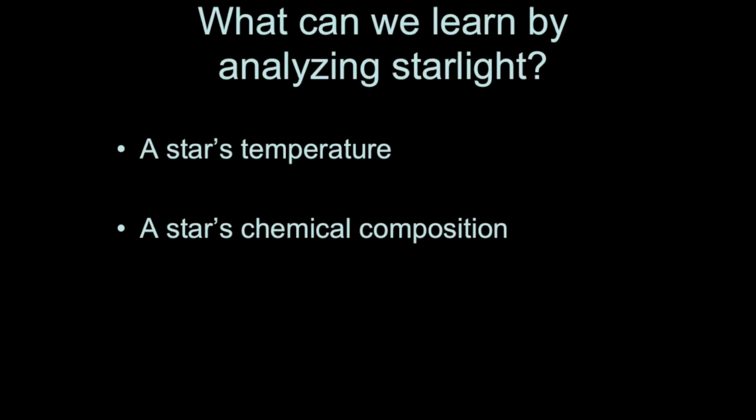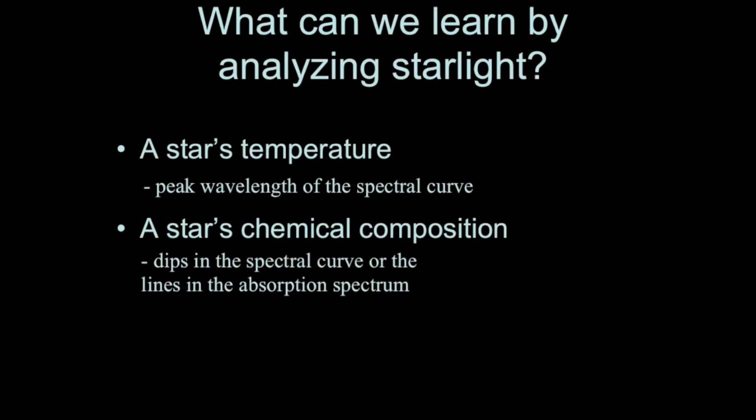So what can we learn by looking at the starlight that we receive? Well, we can get the star's temperature, we've already learned, by looking at the peak wavelength of the spectral curve. If we want to know what a star is made of, its chemical composition, the dips in the spectral curve or the lines in the absorption spectrum will tell us that. That is, looking at the particular dips and their pattern in those spectra. And then finally, we can look at the Doppler shift to discern the star's motion. These are very powerful ways of learning about things far out there in space just by collecting the light and by analyzing it, looking at the spectra.